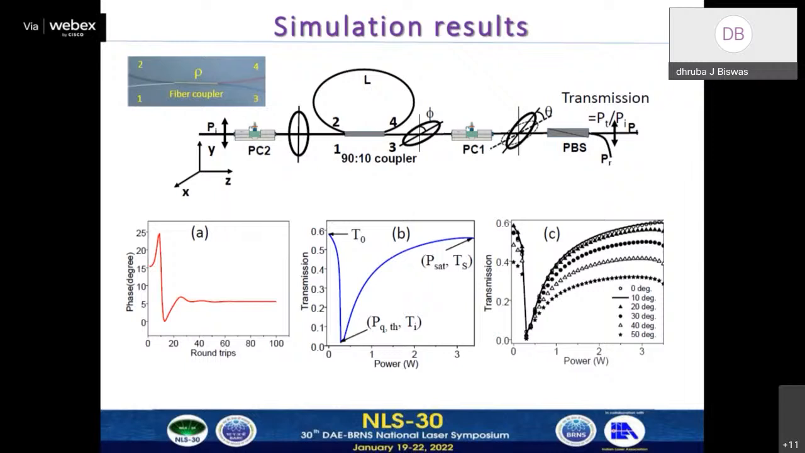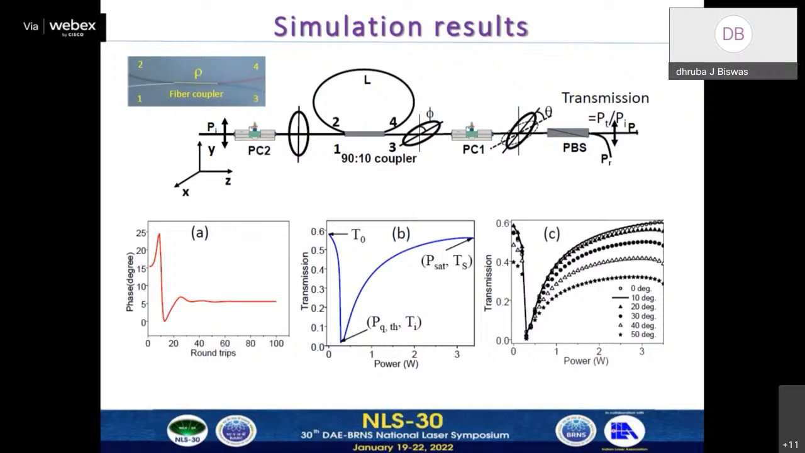We see that the steady state response of this FORR is obtained around 30 round trips. It corresponds to around 2 to 3 microsecond duration. So this FORR acts as a slow saturable absorber.